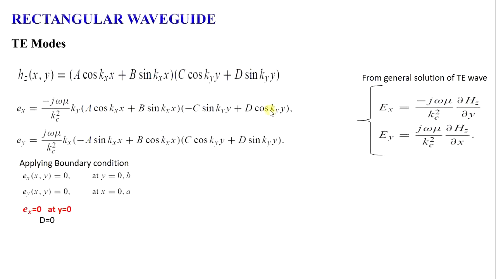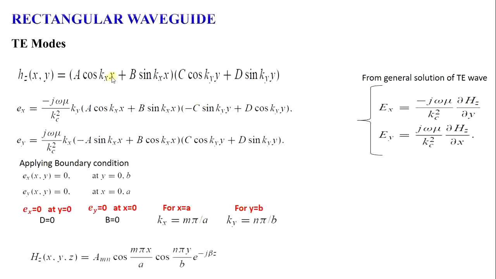We get, this will become 0 and this will be d, and here we will have some quantity. So some quantity multiplied with 0 plus d, we get d equal to 0. Similarly, if we put Ey equal to 0 at x equal to 0, we will get the value of b equal to 0. For x equal to a, we get kx equal to m pi by a, and for y equal to b, we get ky equal to n pi by b.